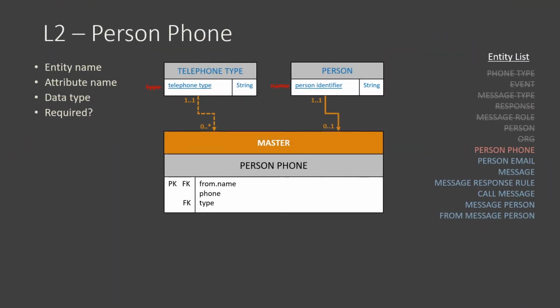For the person phone entity, the word phone is updated to the full word telephone. There are 2 parent entities related, telephone type and person. Both had their primary key names updated previously. Therefore, the migrated foreign key attribute names in person telephone are updated as well. And the role name from is maintained.